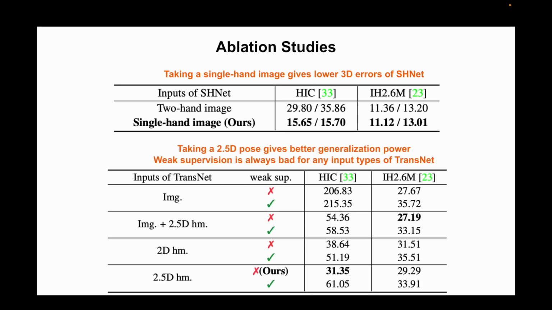Second, this one shows the effectiveness of taking a 2.5D pose in TransNet for the second sub-problem, which is recovering the 3D relative translation between two hands. By taking a 2.5D pose instead of an image, our TransNet generalized much better to the HIC dataset. In addition, the table shows that the weak supervision is always bad for any input types.